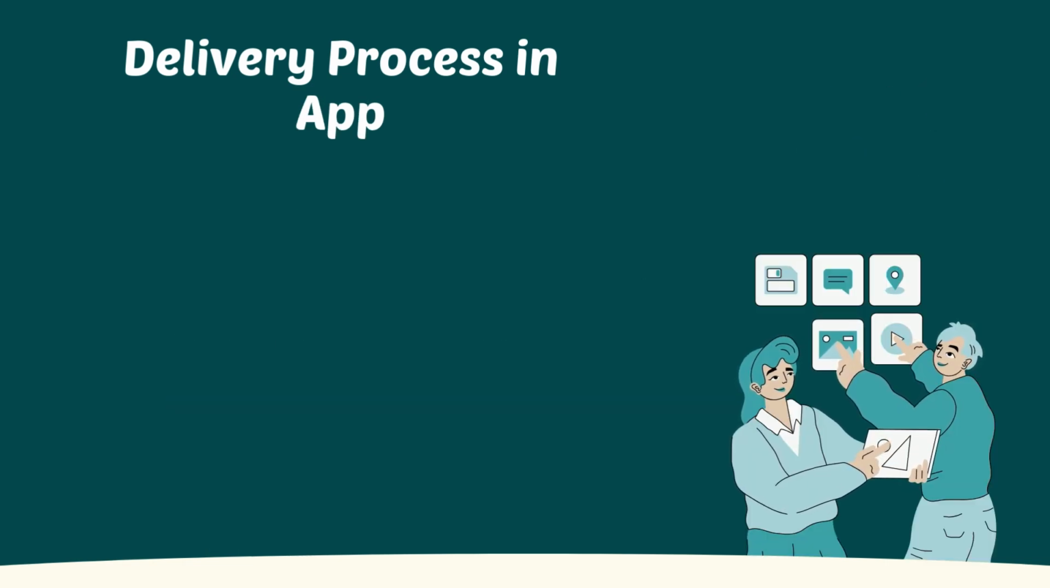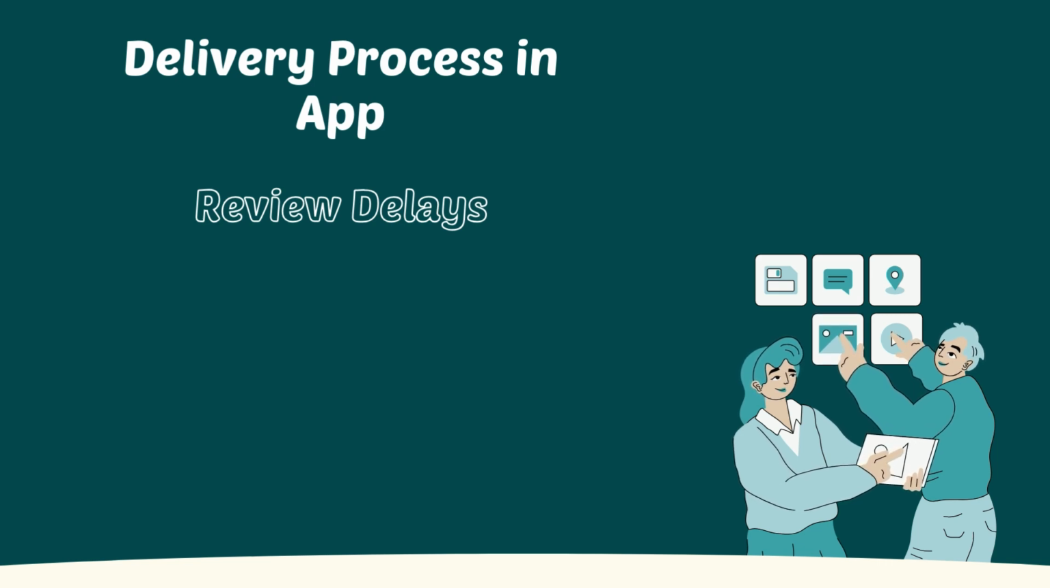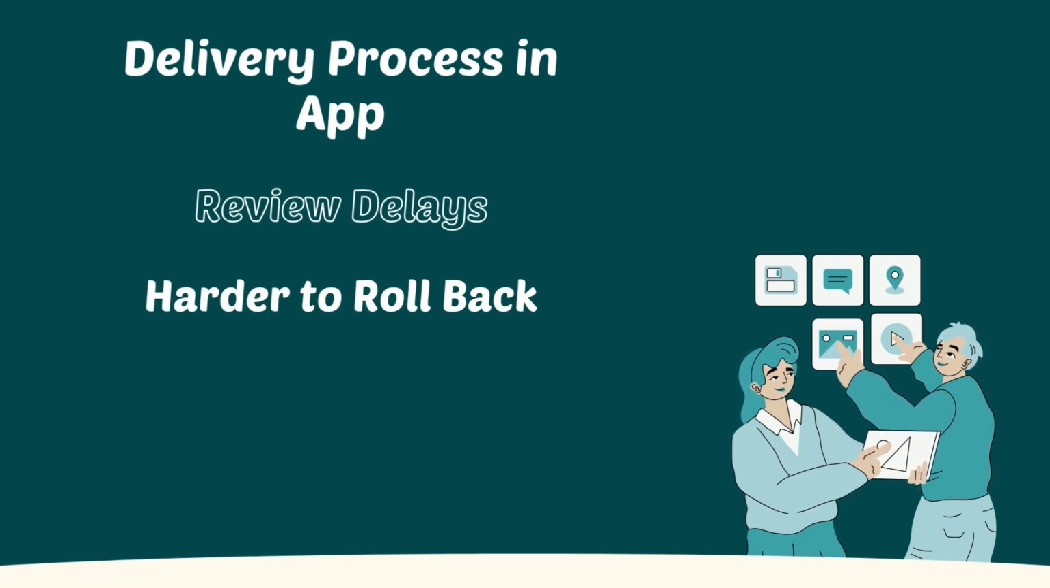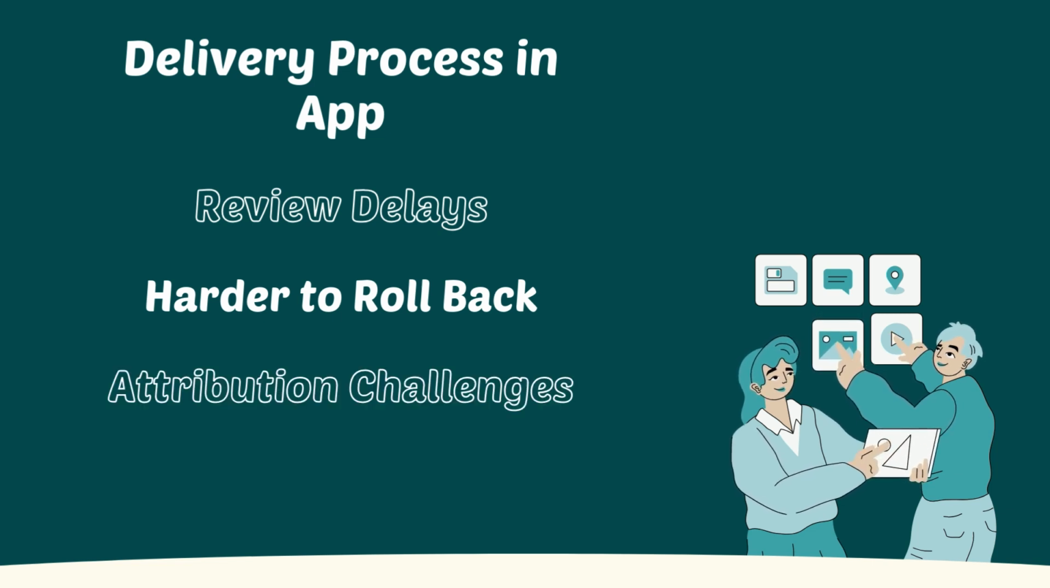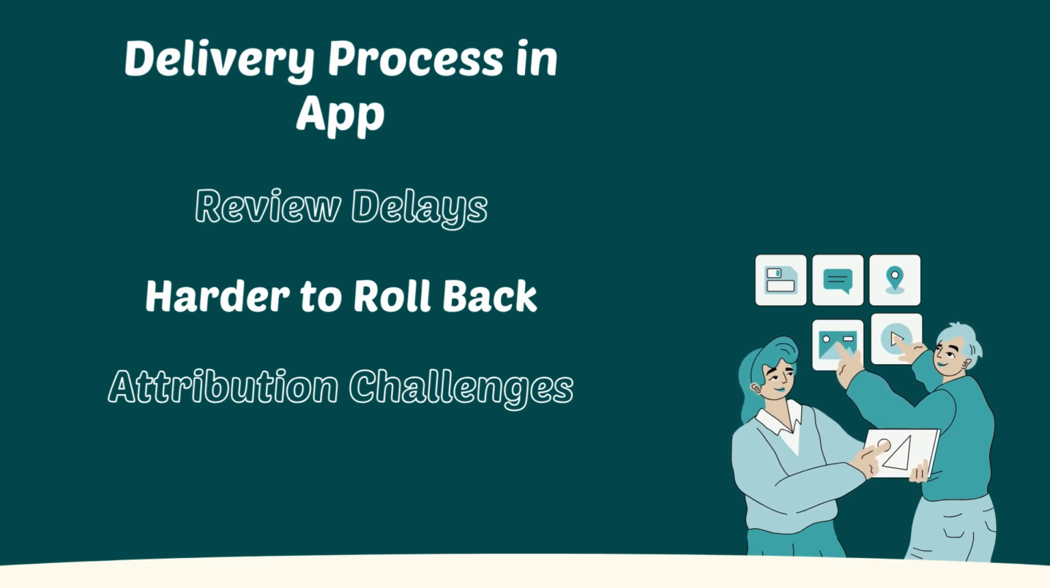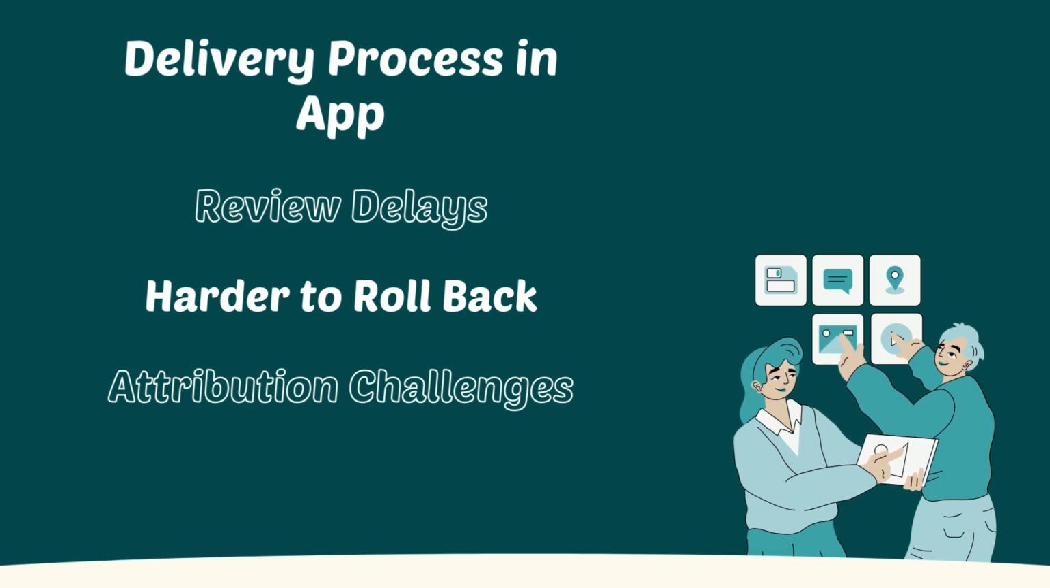Delivery process in app. Review delays. Every app update must go through a review process, which can take anywhere from a few hours to several days, slowing down release cycles. Harder to roll back. If a bug makes it into production, rolling back isn't simple. You'll need to submit a new version and wait for it to be reviewed again. Attribution challenges. Attribution is more difficult due to Apple's changes in iOS 14, with the introduction of App Tracking Transparency, ATT. Apps must get explicit user consent to track them using the IDFA, reducing data availability for performance analysis.